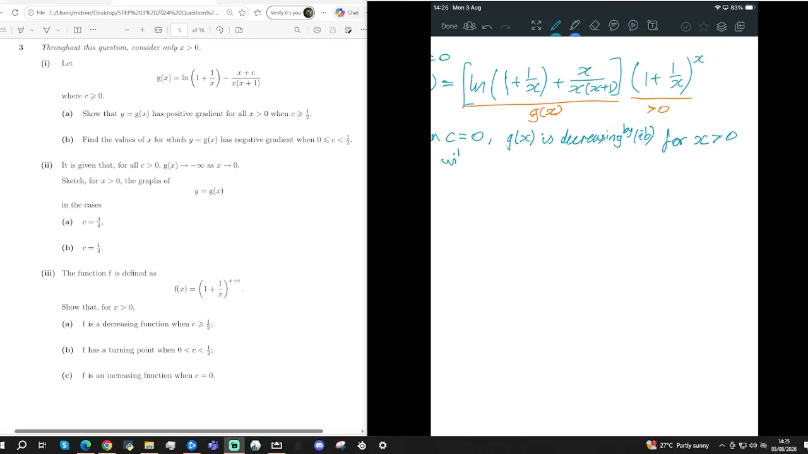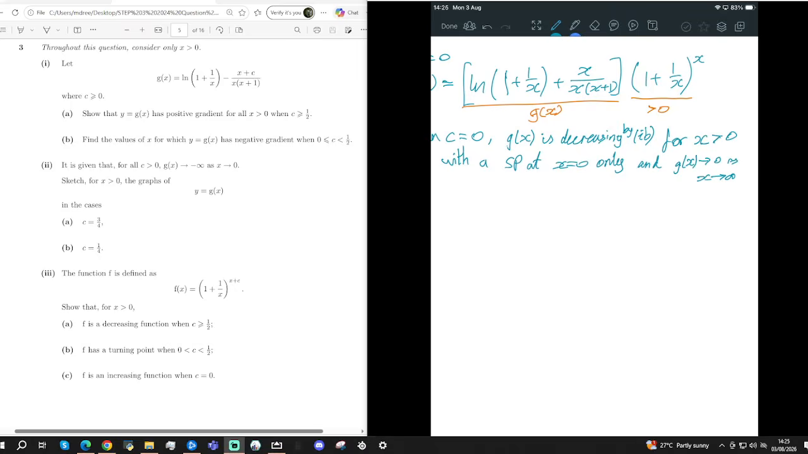for x greater than 0, with a stationary point at x equals 0 only. It's decreasing for that whole region, and we've been told, or we've worked out repeatedly, that g of x tends to 0 as x tends to infinity. So really all we need to show is that g of x starts being positive.